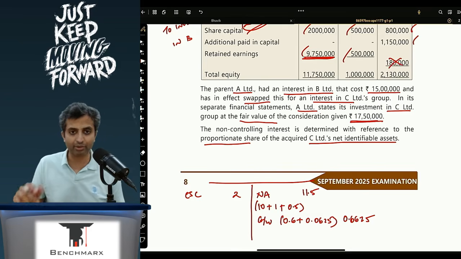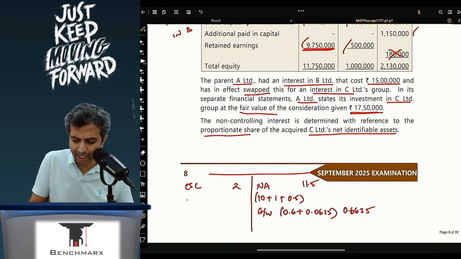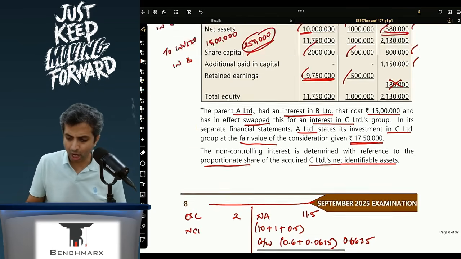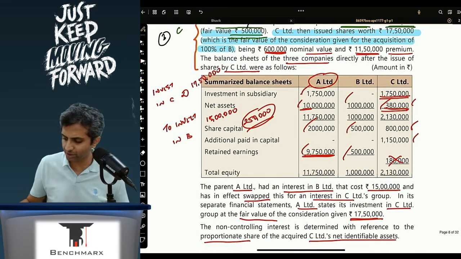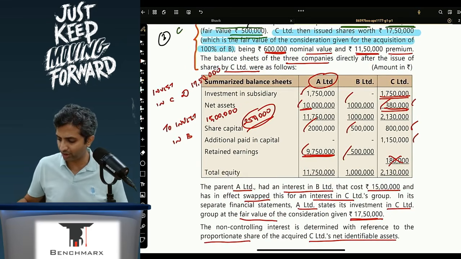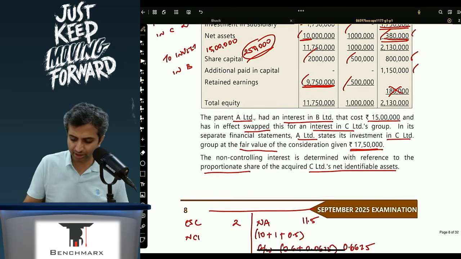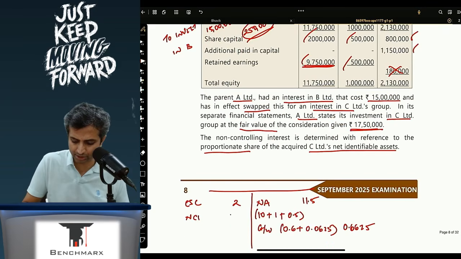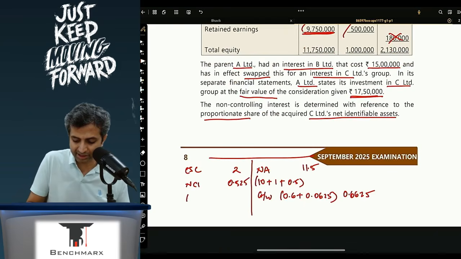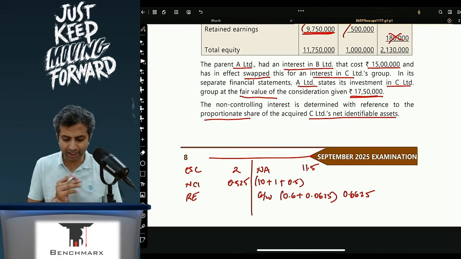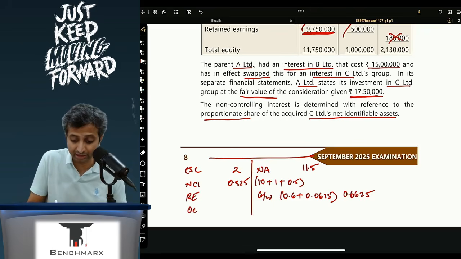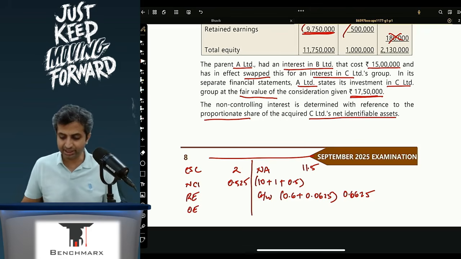B's 1 lakh, which was earlier consolidated. There would be an NCI. How much would be the NCI? 4 lakh plus I think 1 lakh 25,000. 4 and 1 lakh 25,000 will be I think 5 lakh 25,000. This is 0.525. There would be some balance in the retained earnings, and then there will be some balance in other equity as well, which is 37,500.